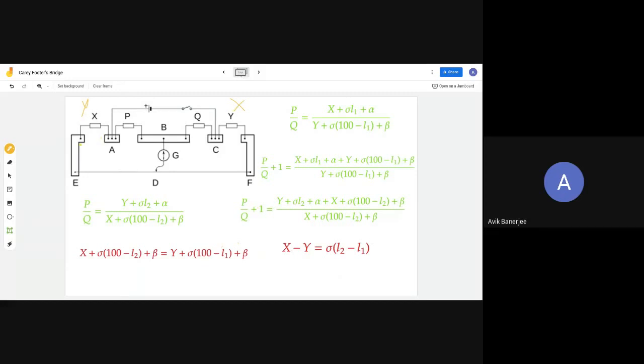So P by Q is equal to Y plus sigma L2. In this case, L2 is the length of this. Oh, and remember, the length of this wire is 1 meter. So basically we are writing L1 in centimeter, because if this is L2, this is 100 minus L2 centimeter.